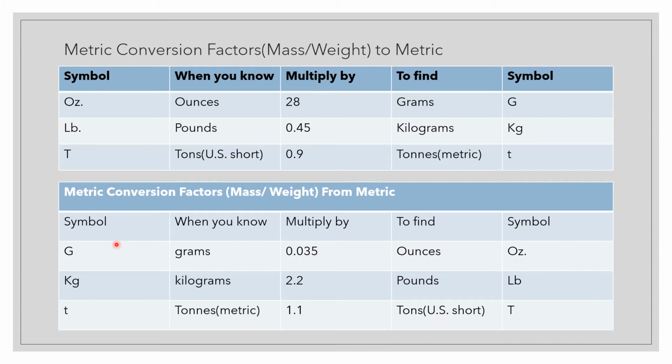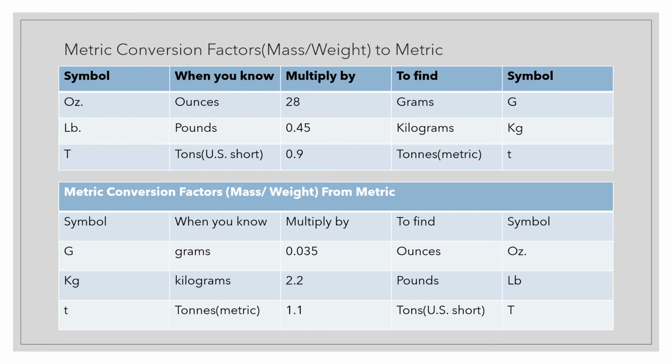Next. Another one: when you know the grams, multiply by 0.03 ounces. If you know the kilograms, multiply by 2.2 pounds. And if you know the metric tons, multiply by 1.1 for short tons. So, ano ibig sabihin yan?